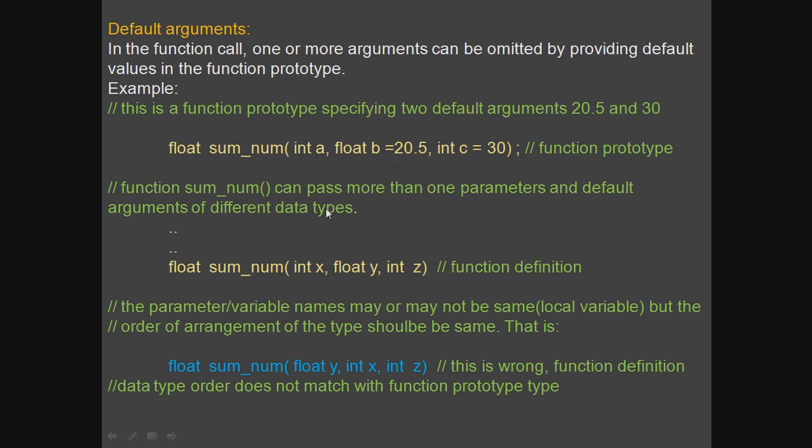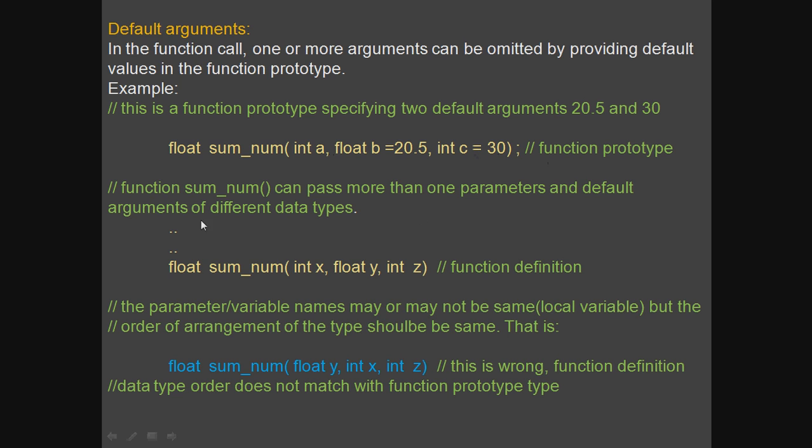In case the calling function does not pass any value to the called function, these values will be substituted in place of the missing arguments in the calling function. Clear? This is what is called default argument. So the function sum_num can take more than one parameter and default arguments of different data types. Here you are passing three parameters, and you can have as many default arguments as you want, all of different data types, or of the same data type.